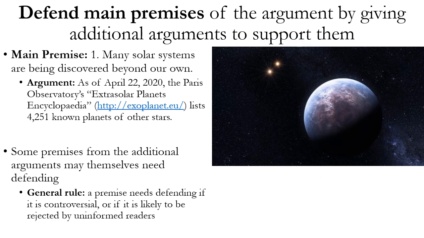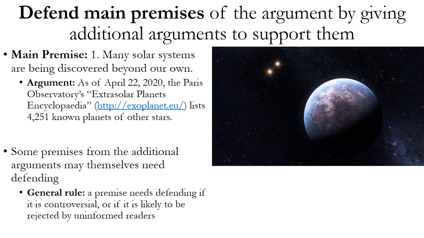Another thing to consider is that some premises from the additional arguments may themselves need defending. For example, if someone is not familiar with exoplanets, they may wonder, what evidence is there for exoplanets? Why is it even believed? Or how can we know that exoplanets exist in other solar systems, because they cannot be directly observed? They're too far away. That's a really interesting question that you may want to go into the evidentiary basis for.